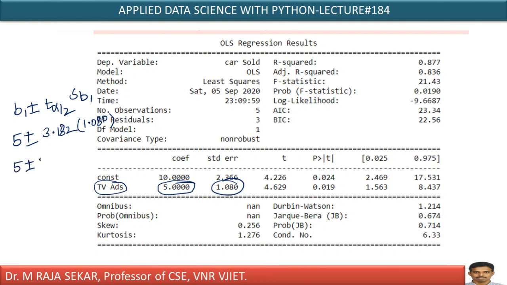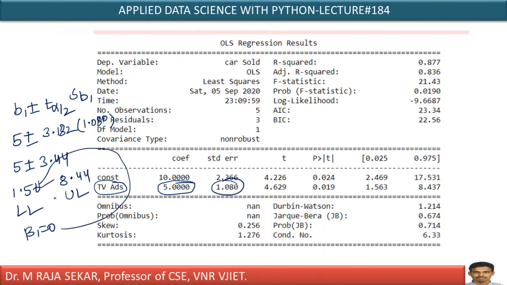If you calculate this, what will I get? 5 plus or minus 3.44. If you subtract, you will get 1.56. This is the lower limit, and if you add, you will get 8.44. This is the upper limit. In between these limits, in this interval, what is your hypothesized beta 1 value? 0. Is it in between these two limits? No. If it is not there, what do you have to do? Reject H0.